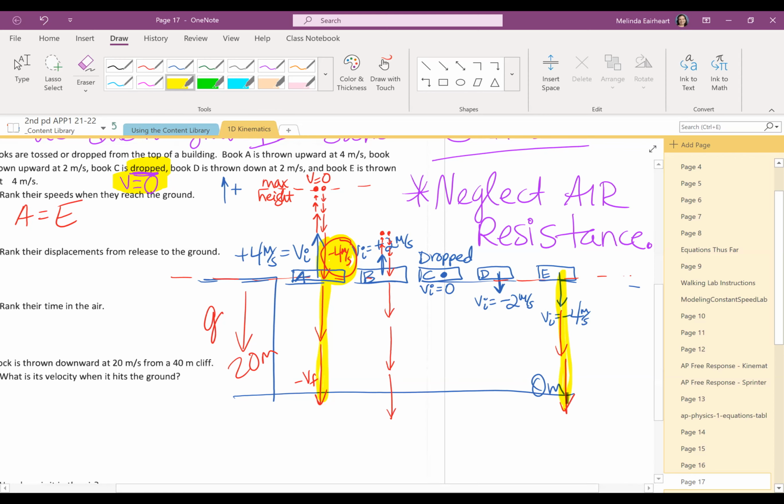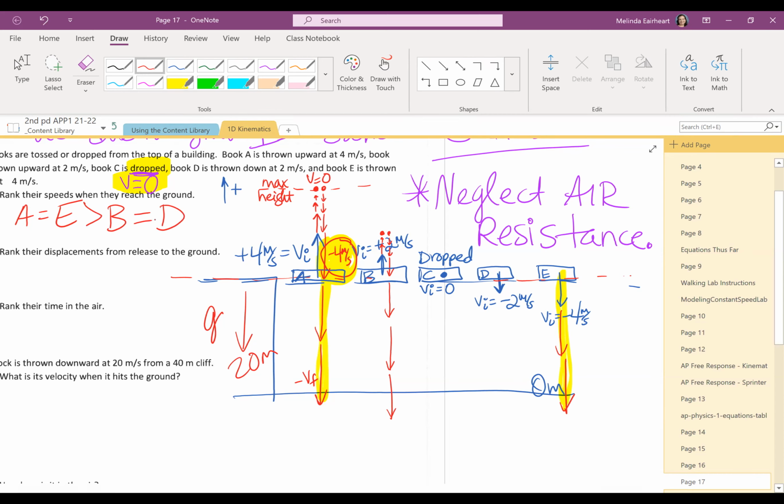Then it'll be similar for B and D. And since they start with a slower speed, they'll end with a slower speed. And so B, but whether one's going up or down doesn't affect the impact speed as long as they fall the same distance on the building down, down, down.